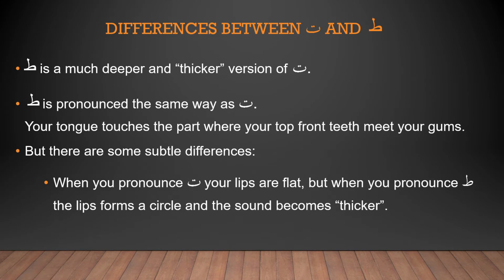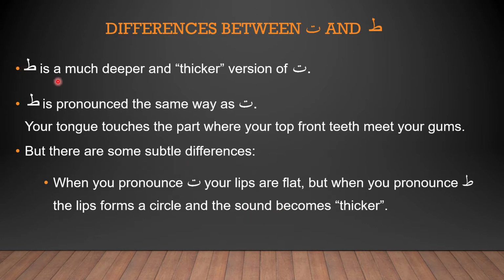Now let us see some important differences between the two tas. Taa is a much thicker version of ta. It is pronounced the same way: you touch the part where your front teeth meet your gums. But there are subtle differences. When you pronounce ta, your lips are flat, like a small smile. You don't have to make it round. But when you pronounce Taa, the lips form a circle and the sound becomes much thicker. This is the difference between them.